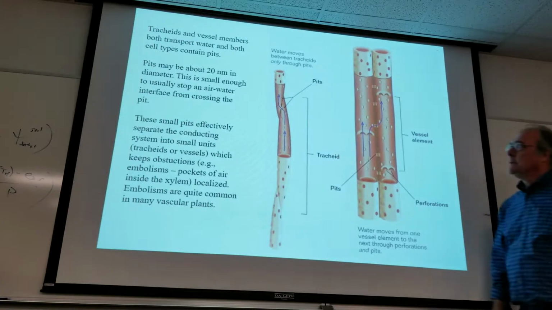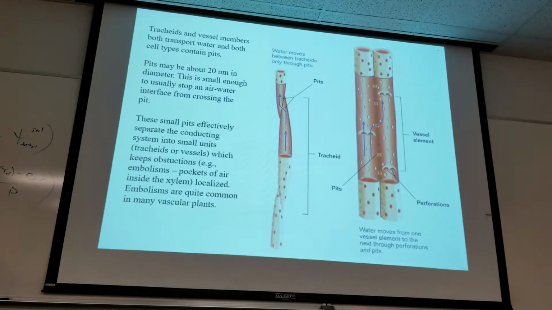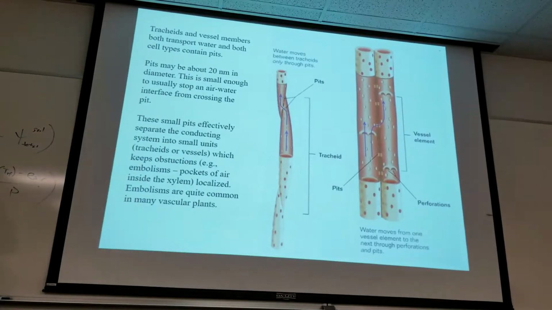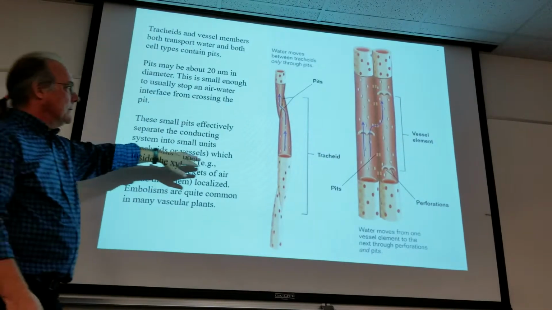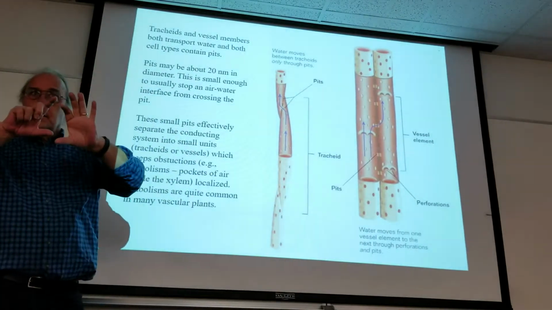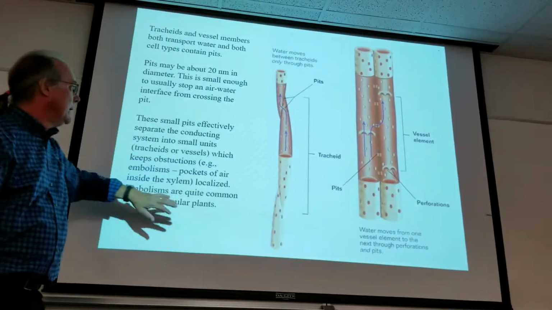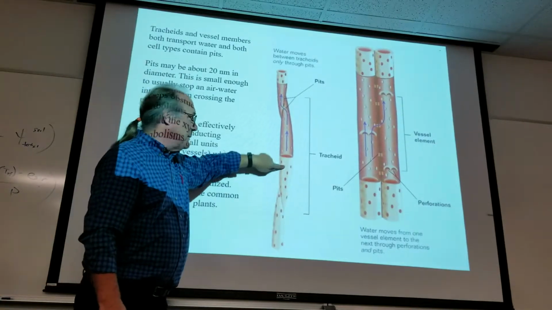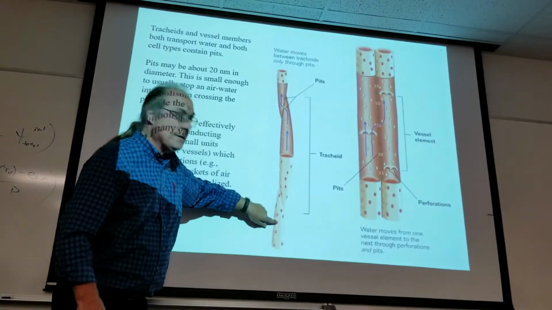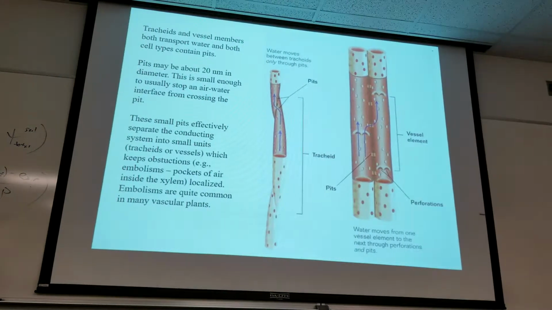The pits themselves are small, 20 nanometers in diameter. That's really small. Usually that's small enough, as I say, to stop an air-water interface, which tends to separate the vascular system into little compartments, different components. And if one of them gets damaged, as you said before, like one of them gets a bubble of air in it, the pits are small enough so that that bubble of air can't move into the adjacent trachea or the adjacent vessel. It localizes that damage to one place.